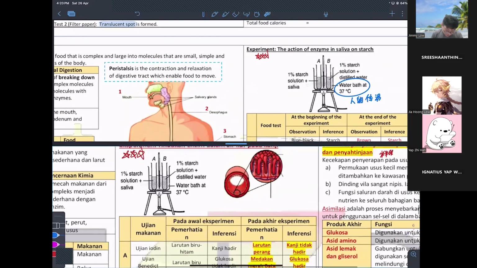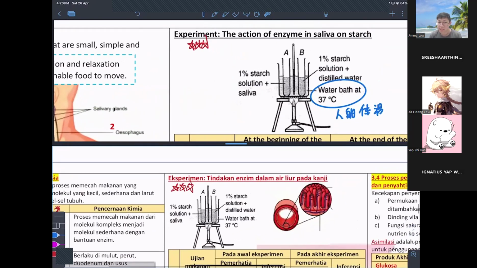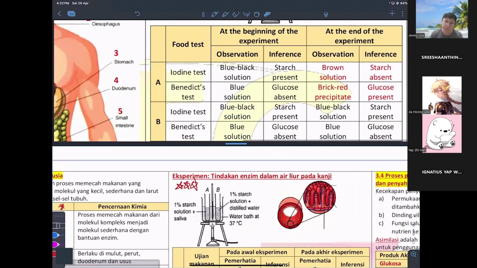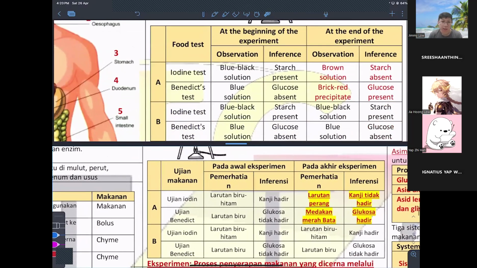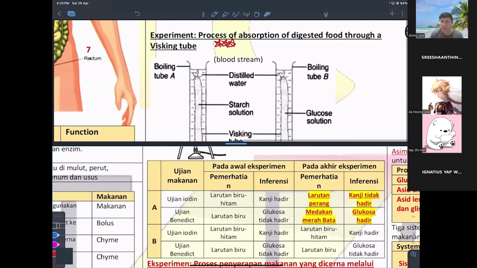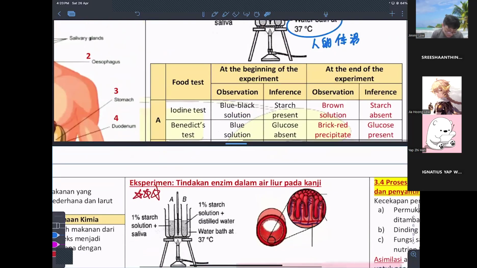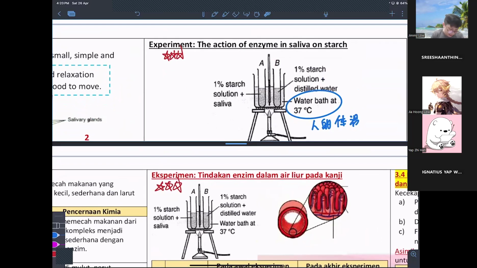Experiment as well. Always put 3 stars in your experiment, very, very popular. This thing is regarding food test. So that's why I gave you 3 stars in the food test just now. So as well as this one, food test as well. The difference between these two experiments is what? In this experiment, we are going to test whether your saliva is able to break down your starch or not.